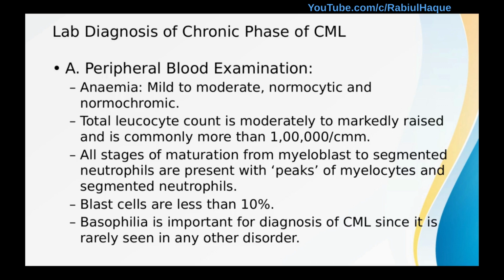Basophilia is important for diagnosis of chronic myeloid leukemia since basophils in high amount are rarely seen in any other disorder. So, in the chronic phase of chronic myeloid leukemia, we will also see a lot of basophils in the peripheral blood examination as well.